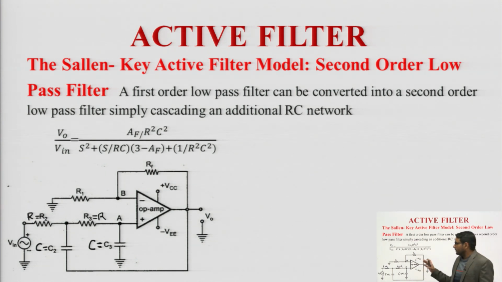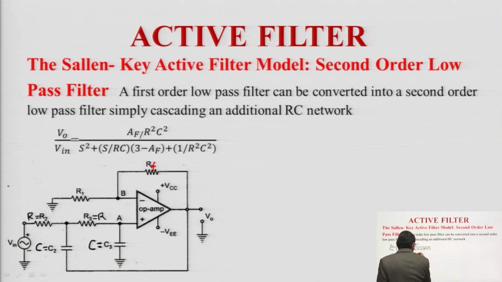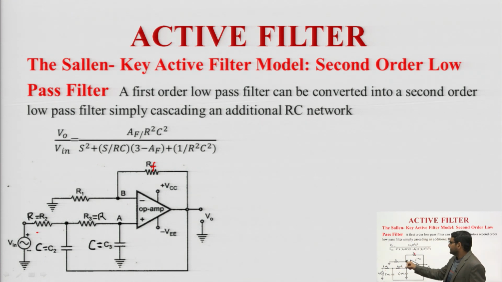Now, there are two applications of this Sallen-Key filter model. One is the second order low pass filter, and the second one is the second order high pass filter. So R1 RF is common. Here Z1 and Z2 are replaced with resistors, and Z3 and Z4 are replaced with capacitors C. C2 and C3 we take as the same value C for easy mathematics, and R2 R3 is the same constant value R.